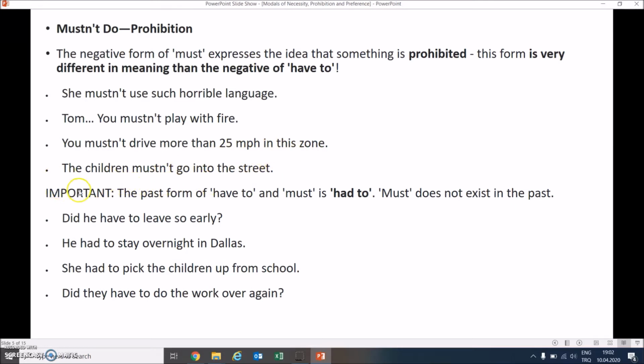So here we have an important note again. The past form of have to and must is had to. Yes, this is important. Must does not exist in the past.